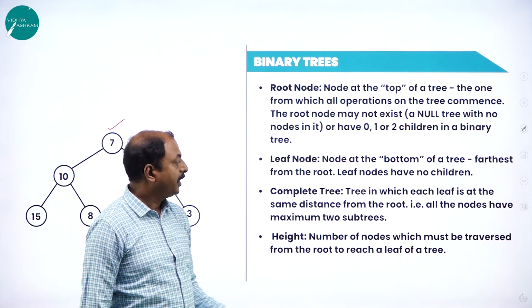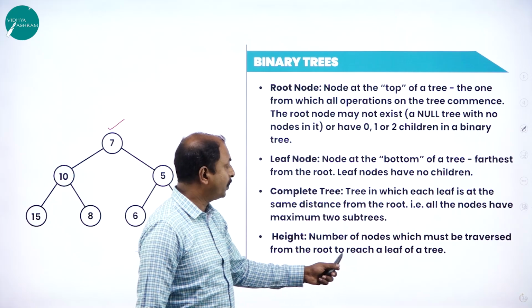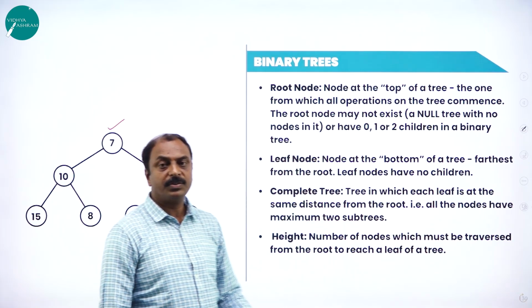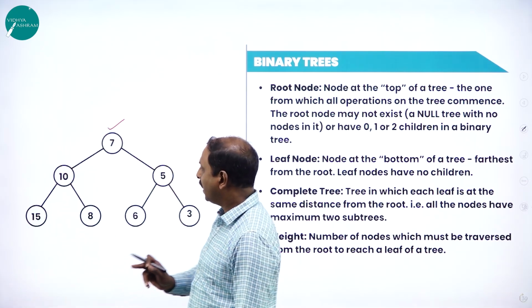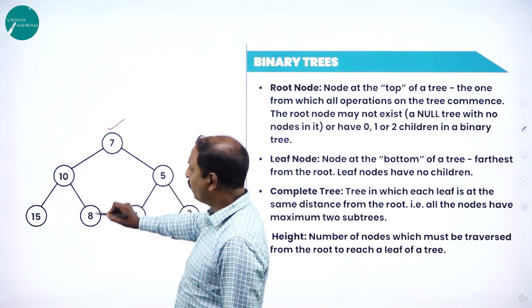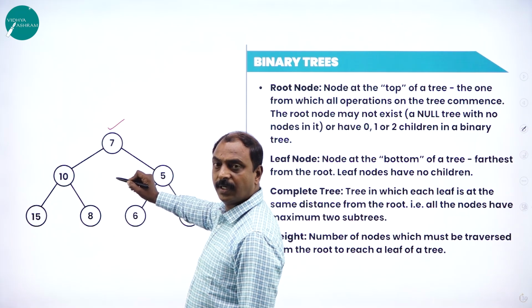Now height: the number of nodes which must be traversed from the root to reach a leaf of a tree. This is the same definition you have seen with respect to the tree data structure. The height is the maximum number of nodes to reach from the top till a leaf node. That is the definition of height.